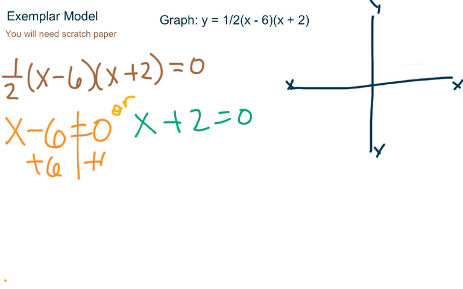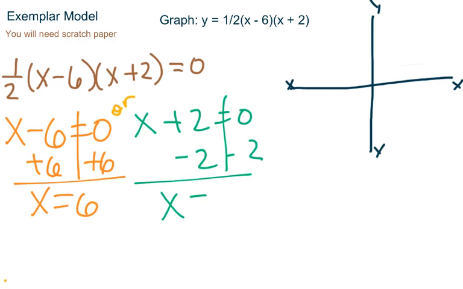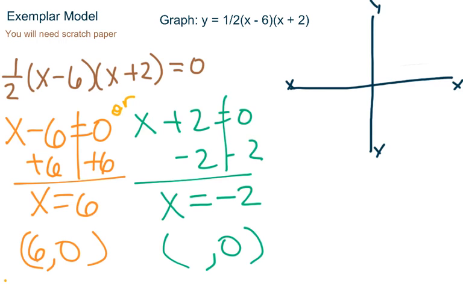And of course, we add 6 to both sides to get x by itself. So here we have x equals 6. And we subtract 2 from both sides, and we have x equals negative 2. So what is that actually telling us? That is telling us that our x-intercepts, when they cross the x-axis when y is 0, so my y is 0, and my x is 6, or my x is negative 2. And here they both are, because we can possibly have two x-intercepts for our parabola.